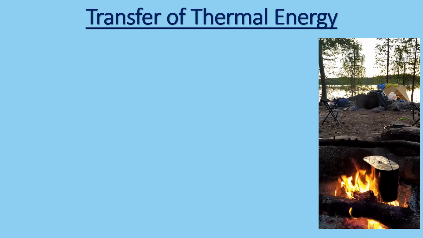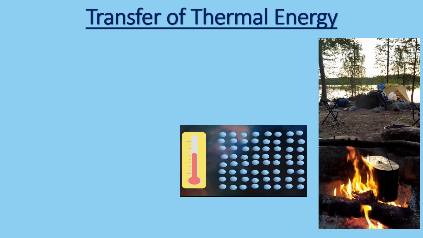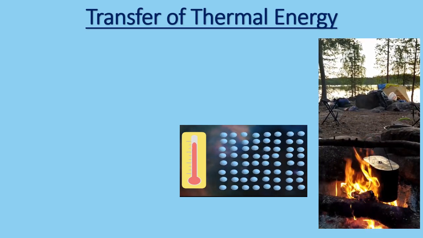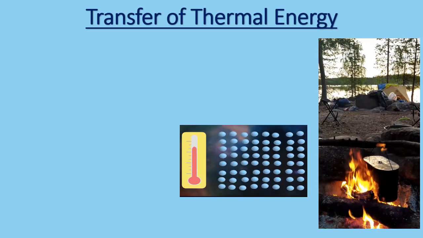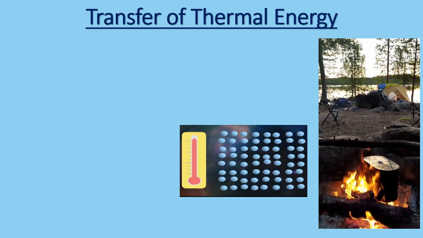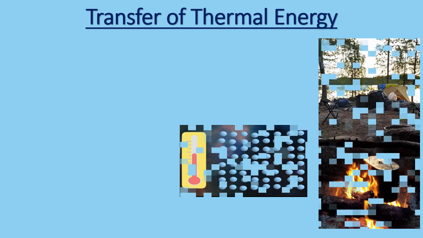When an object is heated, heat energy is transferred to that object's thermal energy store, in the form of kinetic energy for the object's particles, resulting in a rise in the object's temperature. Heat may be transferred in one of three ways, depending on the medium through which it is transferred.